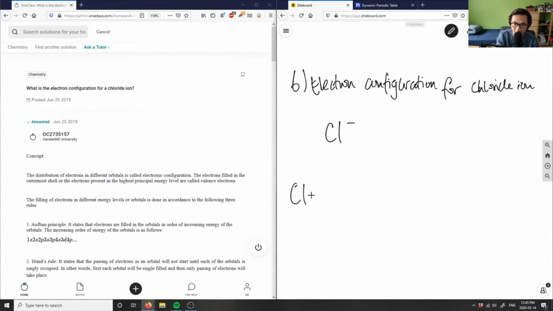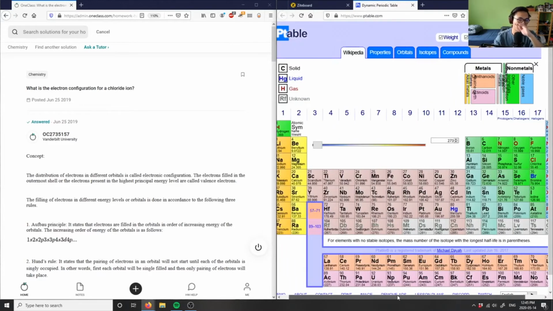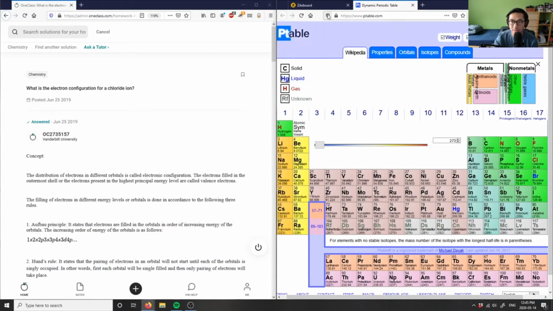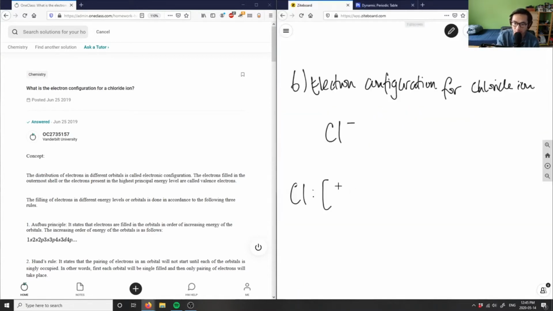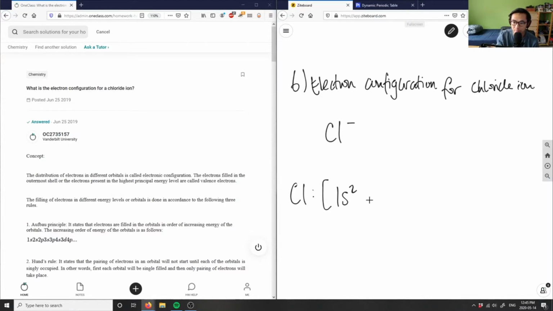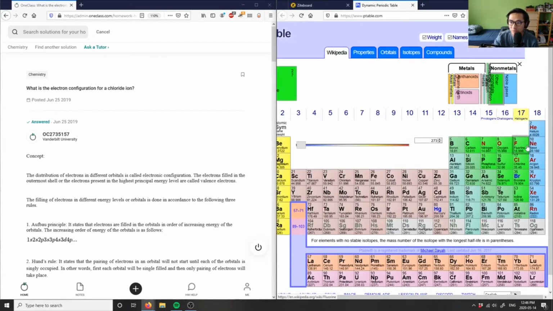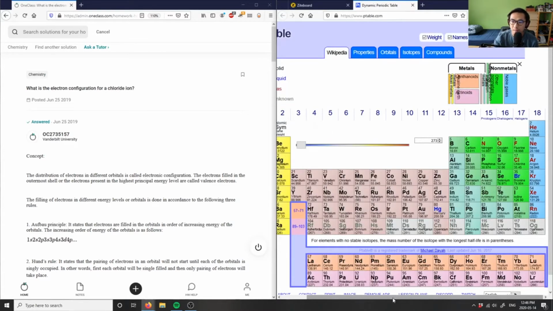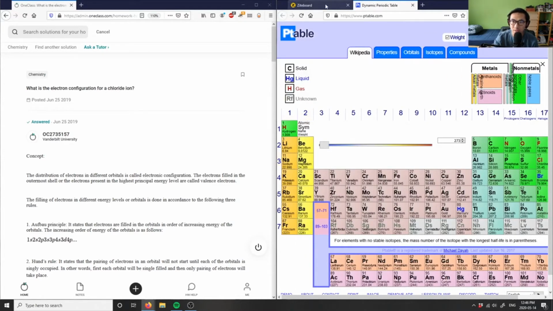I'm going to start off my electron configuration, and let's see how many electrons are in chlorine. The first two electrons are going to be in the 1s orbital, so I'm going to write 1s2. 2s2 would be the second line. 2p6 would cover these six electrons, so this here is 2p6. Then I have 3s2, which is these 2 electrons.